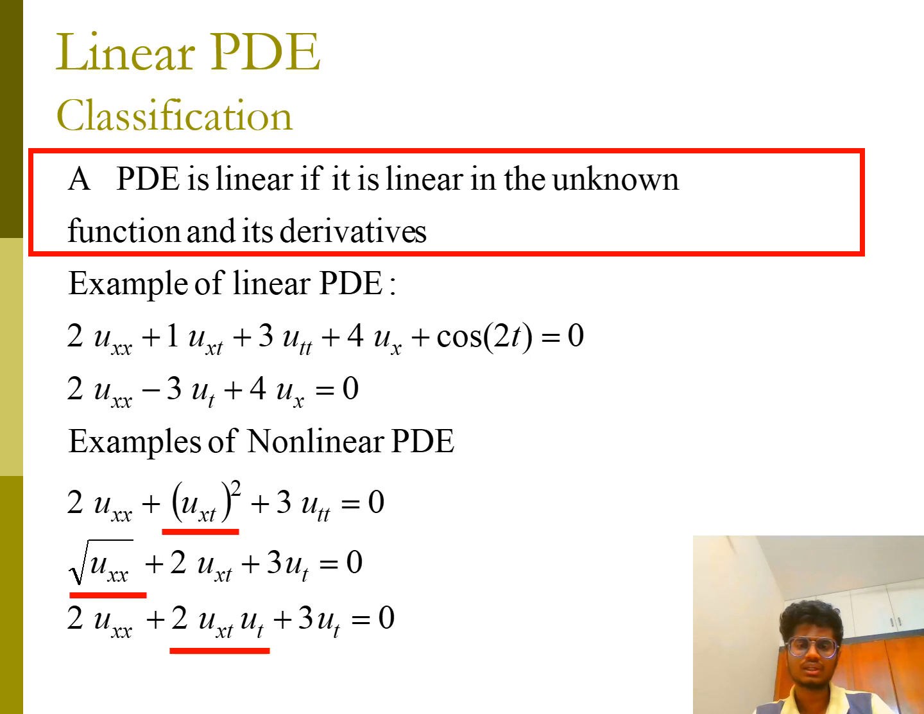Examples of non-linear partial differential equations are: 2u_xx + (u_xt)² + 3u_tt = 0. Root over u_xx + 2u_xt + 3u_t = 0. 2u_xx + 2u_xt u_t + 3u_t = 0.